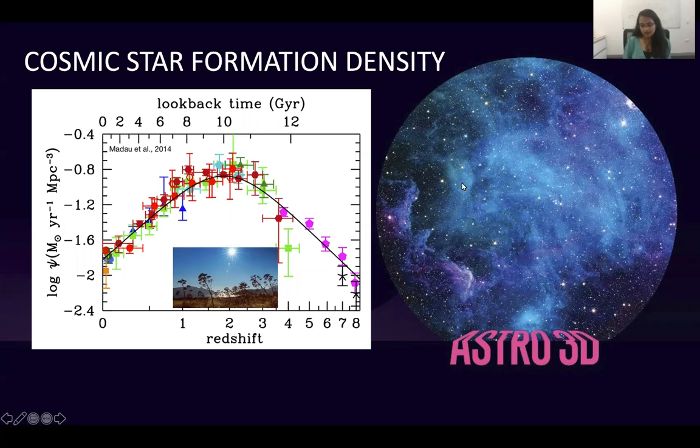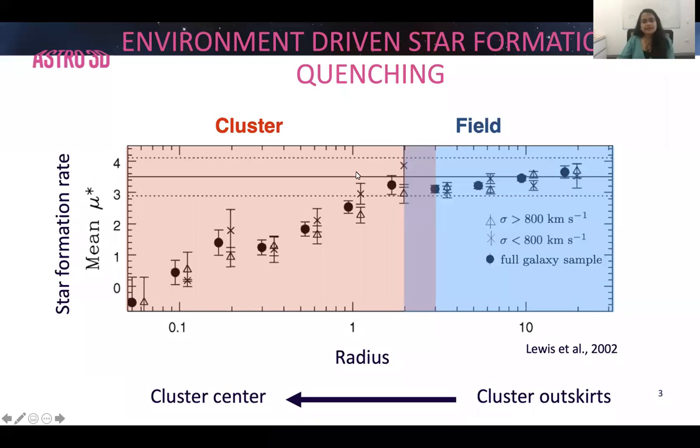We know that in the local universe, very few galaxies which live in the cluster environment are actively forming stars. This figure shows the average star formation rate density as a function of distance from the center of the cluster. This region here roughly corresponds to the field universe. The density is really low.